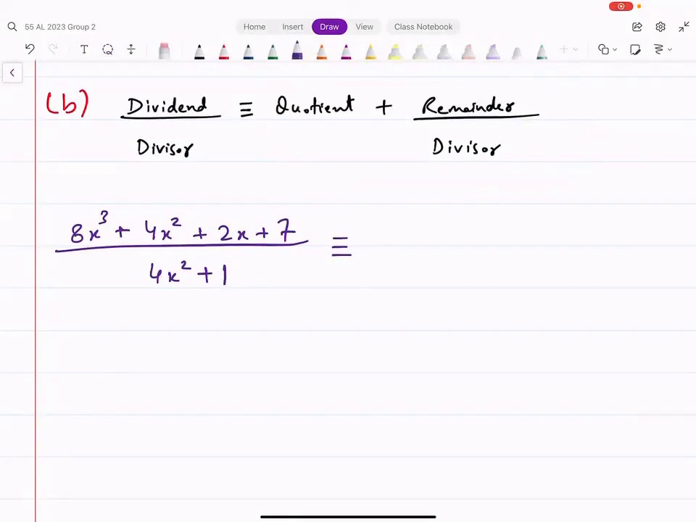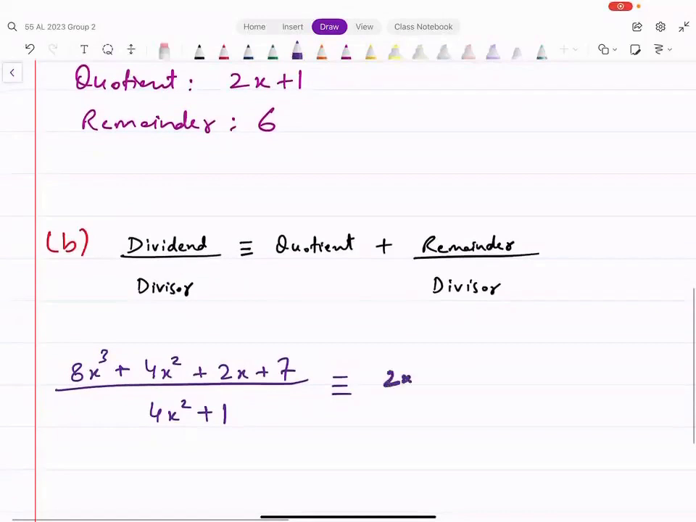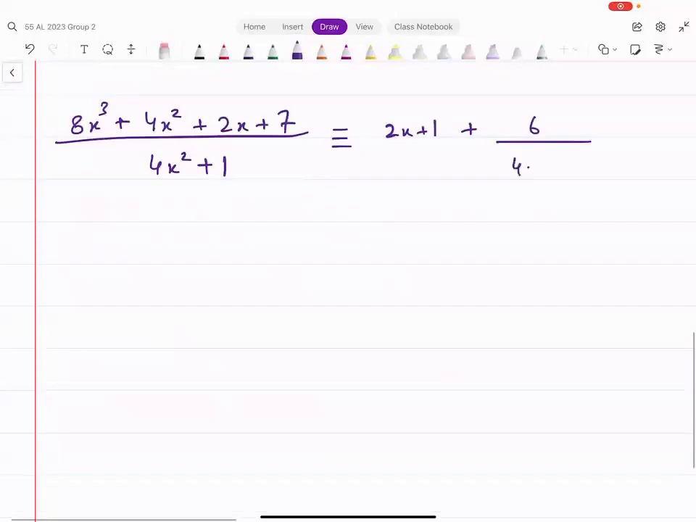सो इट बिकम्स कोशेंट. कोशेंट क्या था? 2x plus 1 plus remainder, that is 6, divided by the divisor, which was 4x square plus 1. तो इस फ्रैक्शन को मैंने ब्रेक कर लिया इन पार्ट्स के अंदर. And now I can integrate these parts individually. 2x plus 1 को अलग से इंटीग्रेट कर सकता हूँ. 6 over 4x square plus 1 को अलग से इंटीग्रेट कर सकता हूँ. Make sense? So this is another possibility that we have.